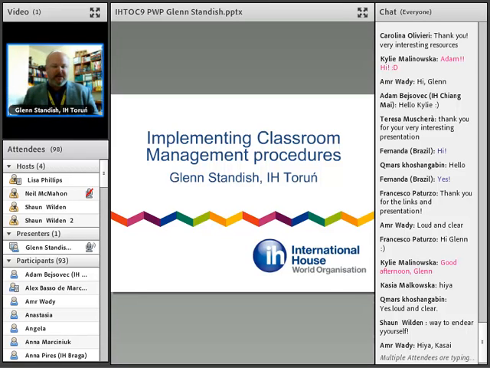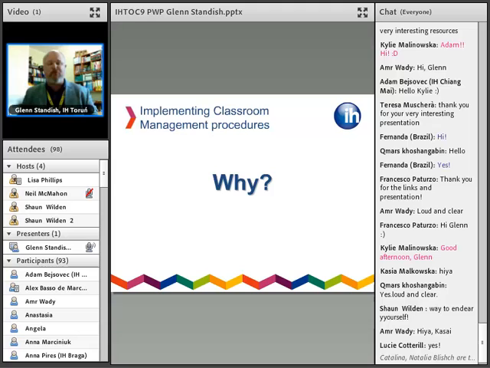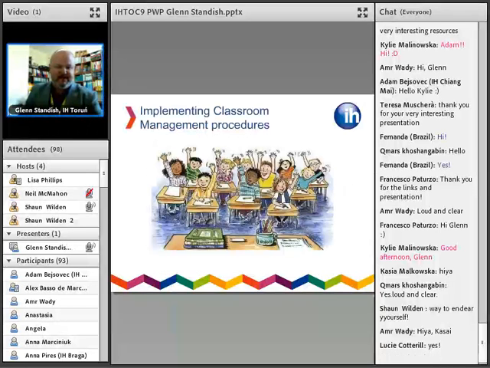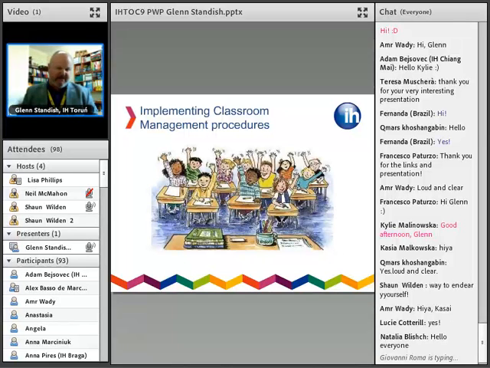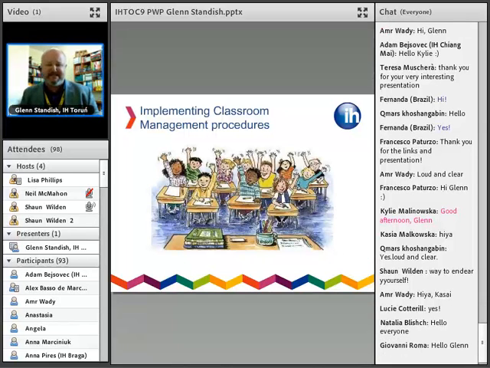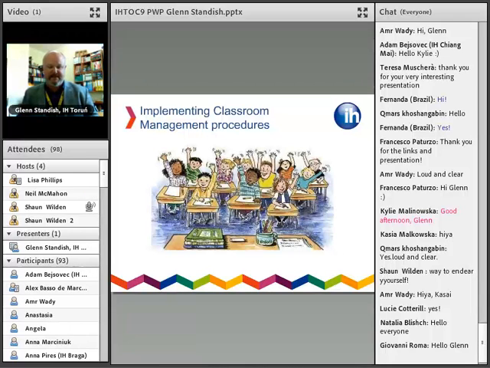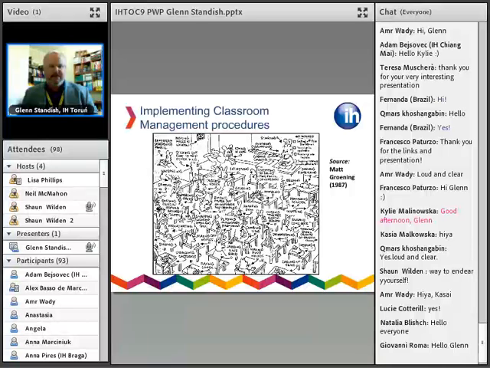Okay, so the big question, obviously, is why? Why should we be implementing classroom management procedures in class? And the answer is really simple, because basically we want to be going from this image, can everybody see that? To this image where everybody's motivated and enthusiastic and it's all calm. Well, maybe not necessarily calm, but it's managed, yeah? So remember, we want to go from this image of the class back to this image. So let's have a look at this one.